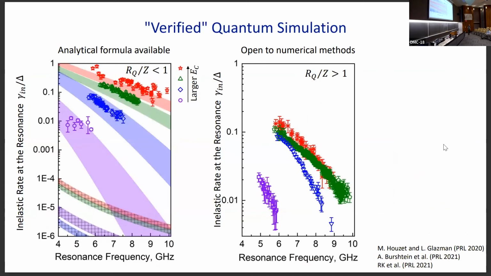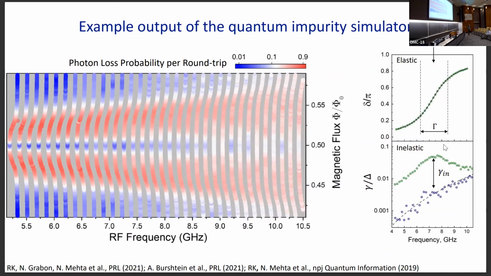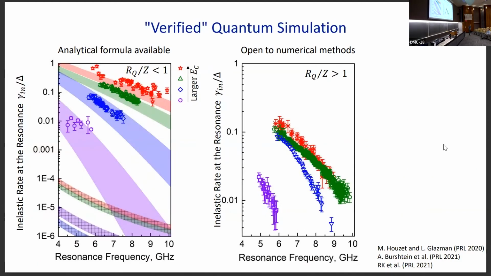And in fact, if you focus just on this inelastic rate at resonance, you get plots like this, where this inelastic rate is a function of resonance frequency for 4 different devices. And with the help of our theory collaborators, in this particular regime where we have this small parameter, we were able to get an analytical expression which describes pretty well our results. And there are no adjustable parameters.